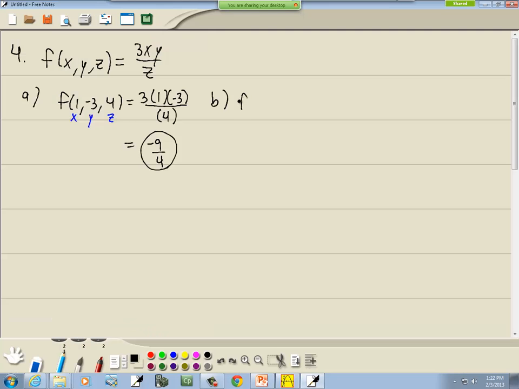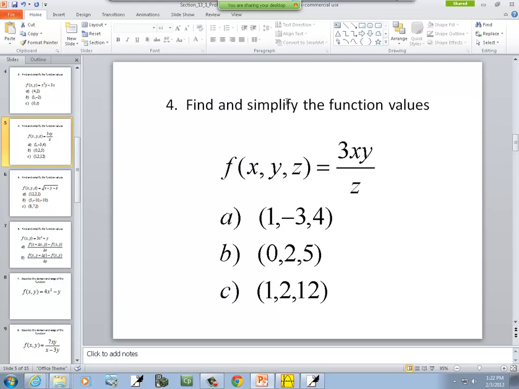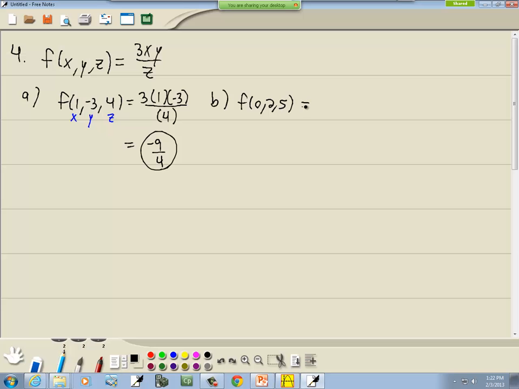B, we want to find f of 0, 2, 5. So again, where x is, we put in 0. Where our y is, we put in 2. And where our z is, we put in 5. Well, 3 times 0 is 0, times 2 is 0. 0 divided by 5 is 0. So that gives us 0.